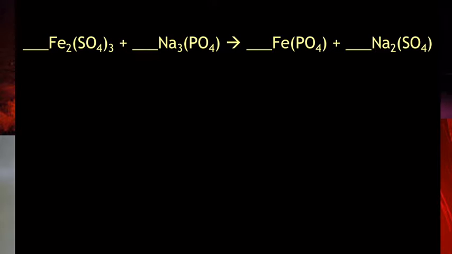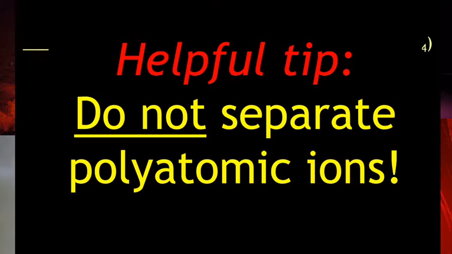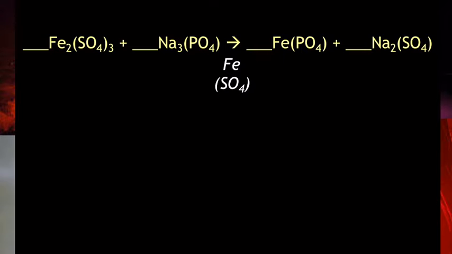Let's do a little more challenging one. And note here that we have some polyatomic ions like sulfate involved. We are not going to separate these polyatomic ions. So sulfate and phosphate both contain oxygen. Instead of trying to tally all of the oxygen total in the equation, we are simply going to tally sulfate and phosphate. So counting up on the left side of the equation, we have 2 iron, 3 sulfate, 3 sodium, and 1 phosphate. Counting on the right side of the equation, we have 1 iron, 1 sulfate, 2 sodium, and 1 phosphate.